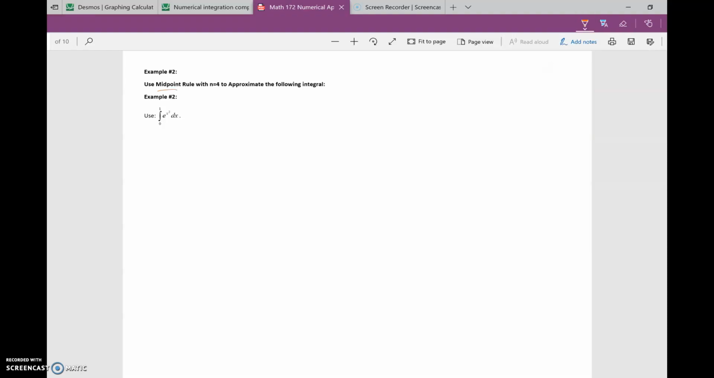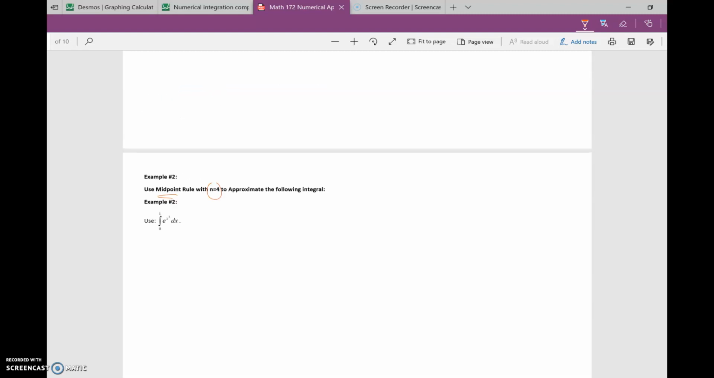In example 2, they want us to use the midpoint rule with n equal to 4. I'm just asking for the homework and the reading assignments to do n = 4. Anything larger than 4 becomes really messy, and as I said before, there is lots of room for errors. We're also carrying a little bit of extra error because we're punching them in on the calculator. In a future class, you would be coding all of this.